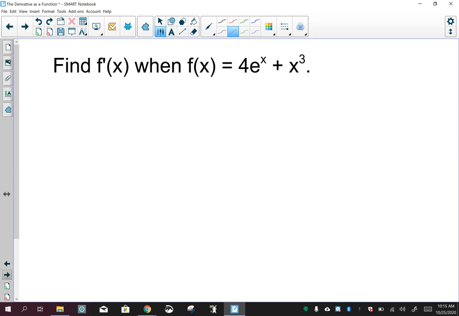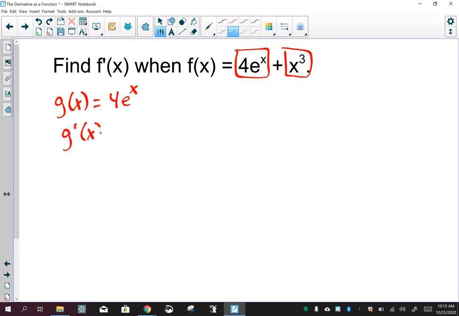Next problem. Find f prime of x when f of x equals 4e to the x plus x cubed. So, when I'm doing this, again, we're going to look at this one first, followed by this one. If I have my g of x equal to 4e to the x, since this is just being multiplied, I don't actually have to do anything with that because that's an actual number and it's not a variable. I leave that alone. So when I find g prime of x, that 4 is just going to sit there, and then e to the x, when you take that derivative, is simply e to the x.